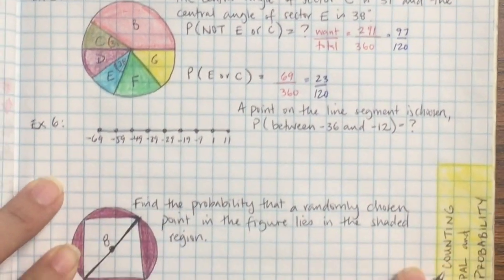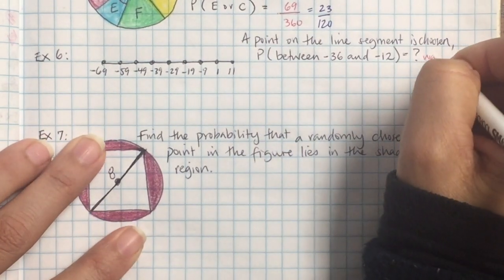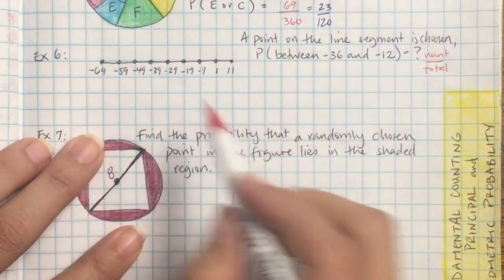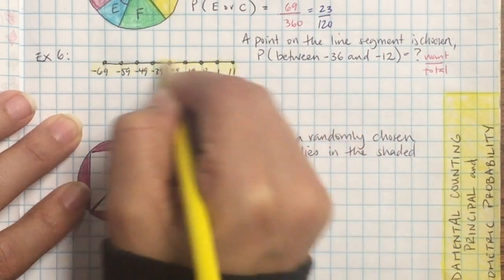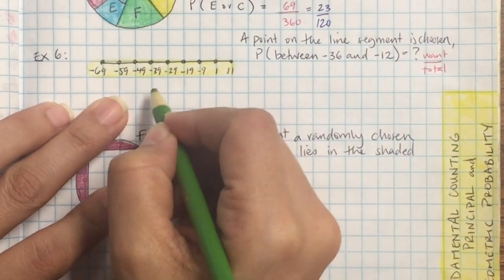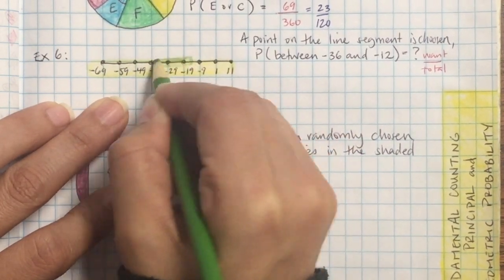Alright, example 6. It gets a little bit harder to count on these kinds of things, so sometimes you just have to use absolute value. What I want over total. The total is from the whole segment line, so from negative 69 to 11. And then what I want is from negative 36, and you can see it doesn't have a negative 36, so it's somewhere in between there and somewhere over there.